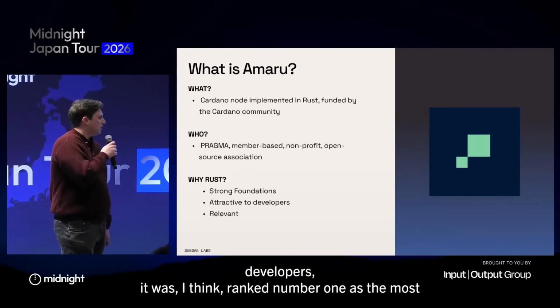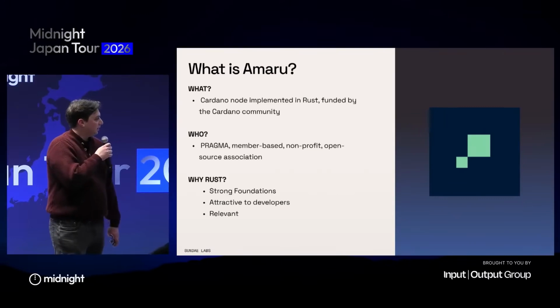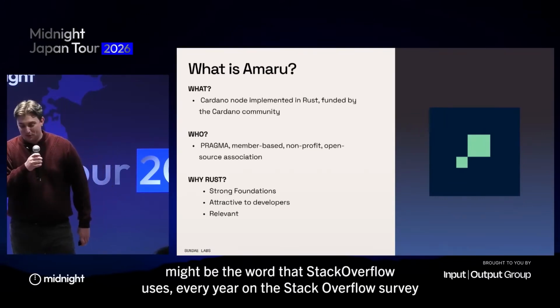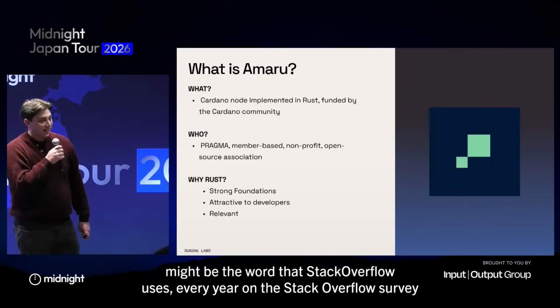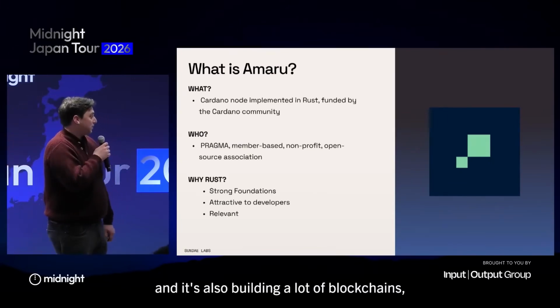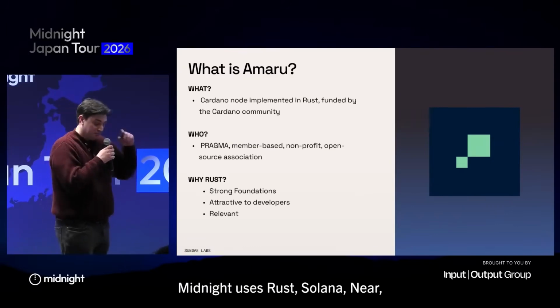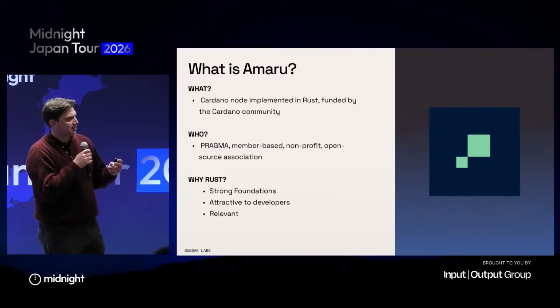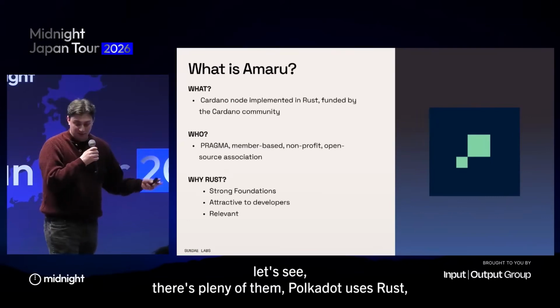It's also very attractive to developers. It was, I think, ranked number one as the most exciting new technology. Admired technology might be the word that Stack Overflow uses. Every year on the Stack Overflow survey since 2023. And it's also building a lot of blockchains. Midnight uses Rust, Solana, Near, let's see. There's plenty of them. Polkadot uses Rust.